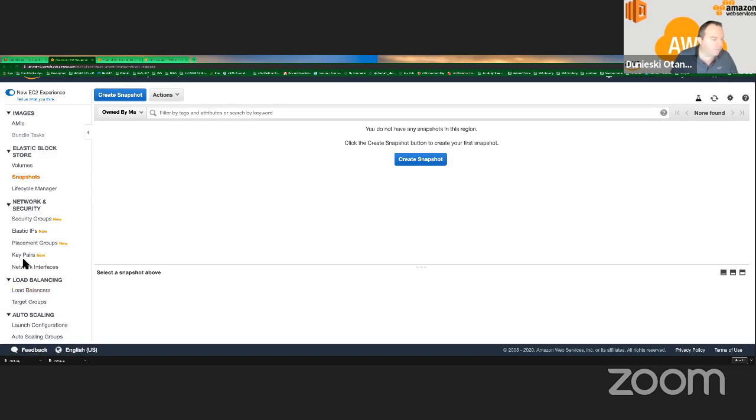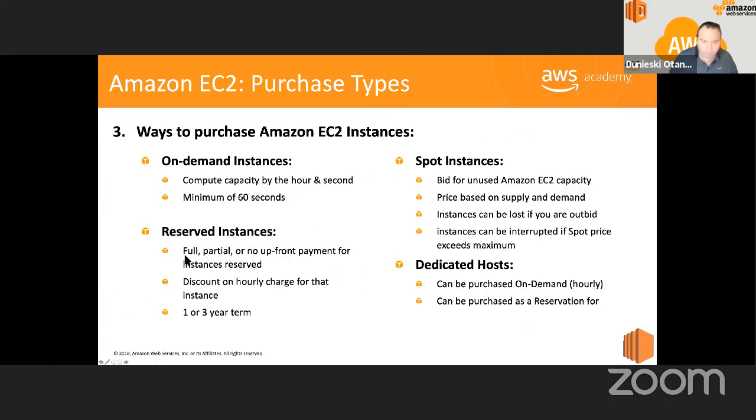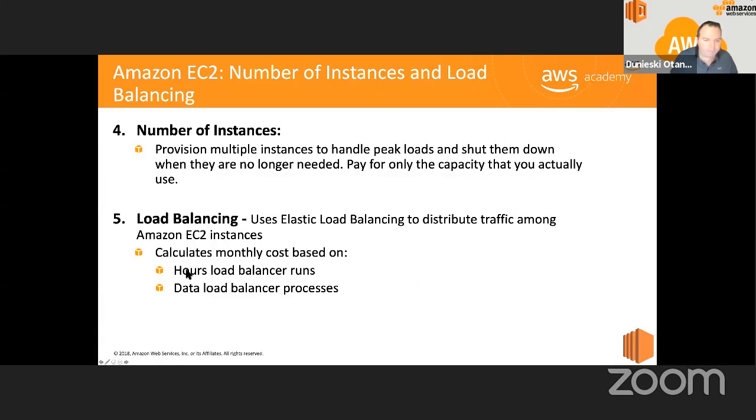Okay, so here it says that you can be billed depending on the hours the load balancer runs. The load balancer is distributing the traffic, and you're going to be billed for the data the load balancer processes. Don't forget that. And if we have time today, I might create 2 EC2 instances and a load balancer in front of them to distribute the traffic to them.